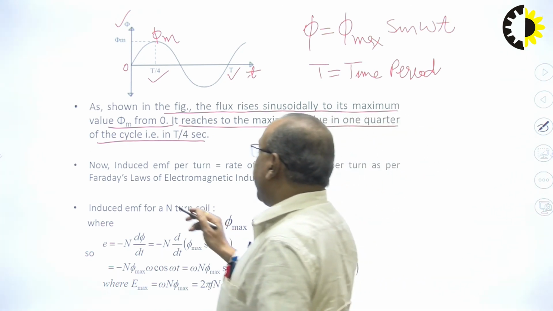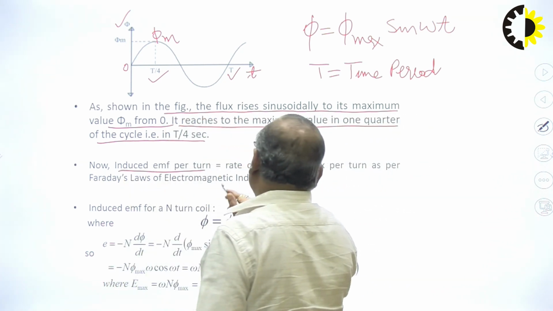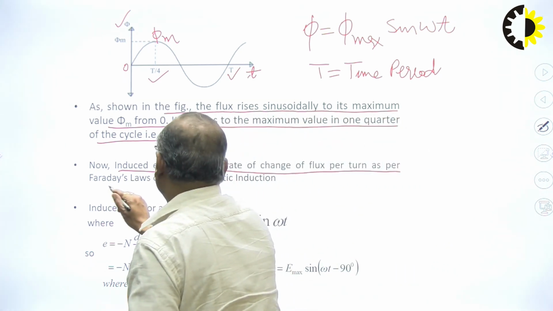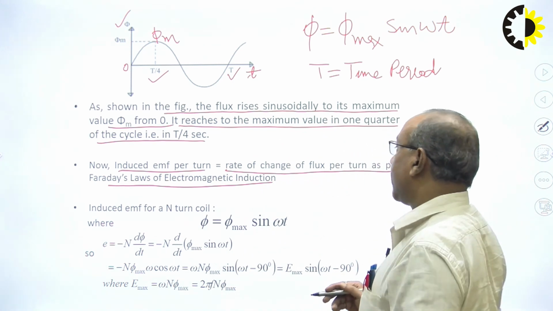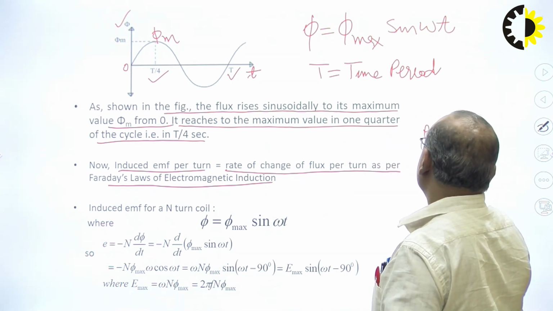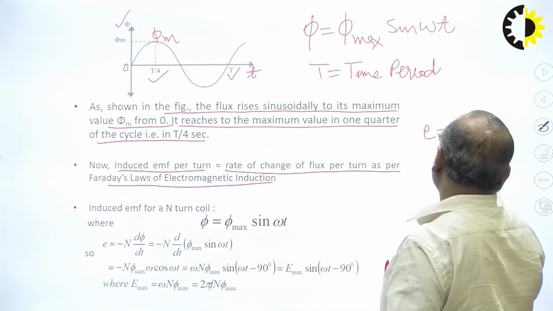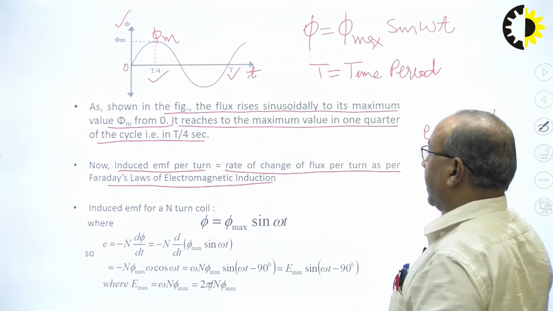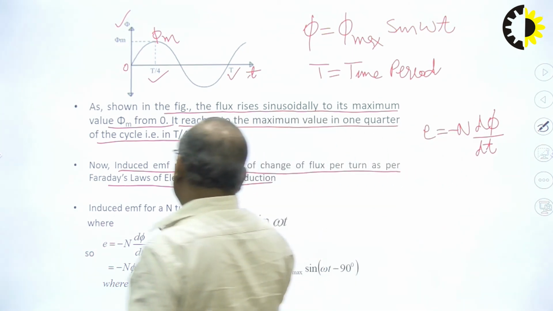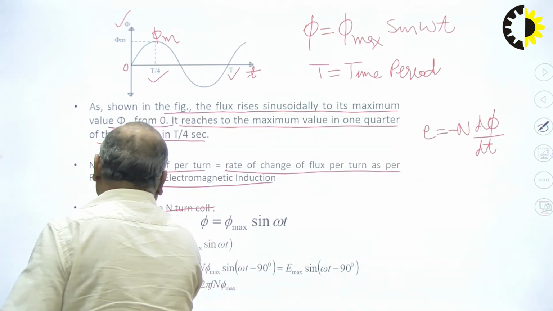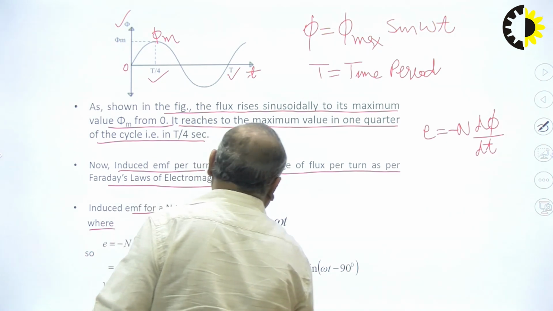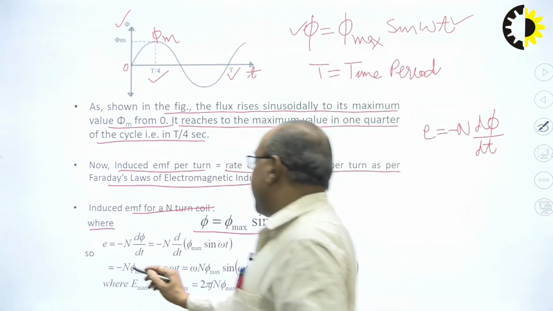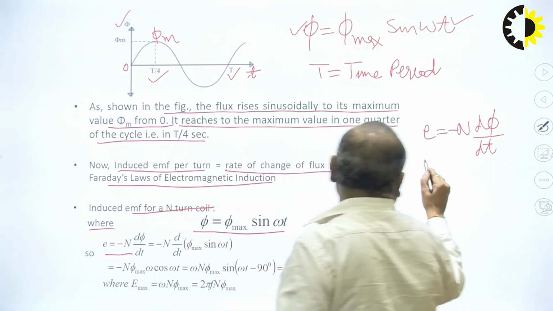Now, we know the induced EMF per turn is given as the rate of change of flux per turn as per Faraday's laws of electromagnetic induction. That already we have seen, that induced EMF is given by minus n d phi by dt on any side. So, the induced EMF for an n turn coil where phi is phi max sin omega t, that already we have seen here. So, E is given by minus n d phi by dt.